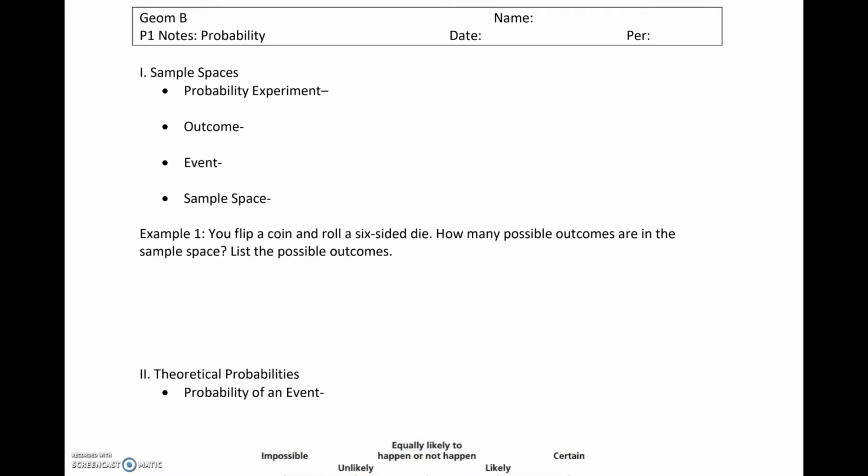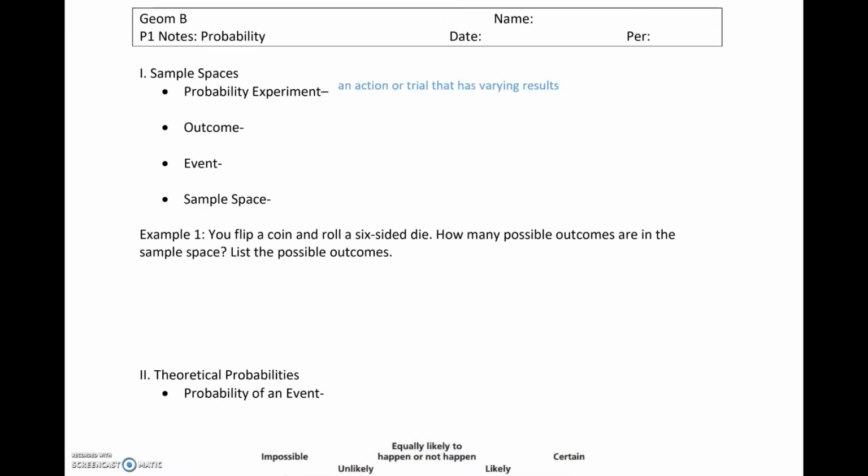The first thing we want to define is what's called a probability experiment. A probability experiment is an action or trial that has varying results. So I think it's basically a fancy way of saying you're doing something that will give you different results. Like you're rolling a dice and you have 6 different results, right? You can get 1, 2, 3, 4, 5, or 6, a standard dice. Or you flip a coin and you have 2 results, heads or tails. So that is what we call a probability experiment. It doesn't have to be something crazy that you might think in science that involves a lot of different variables and techniques. It could be as simple as flipping a coin.